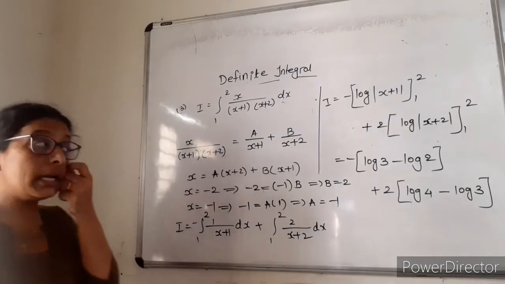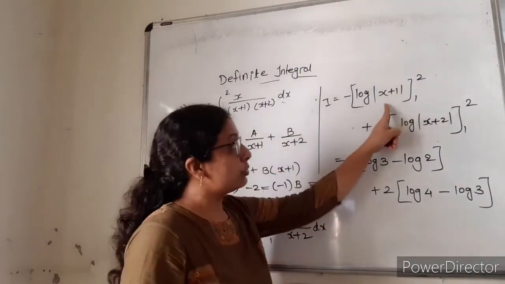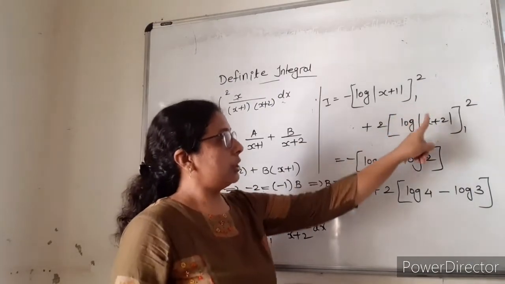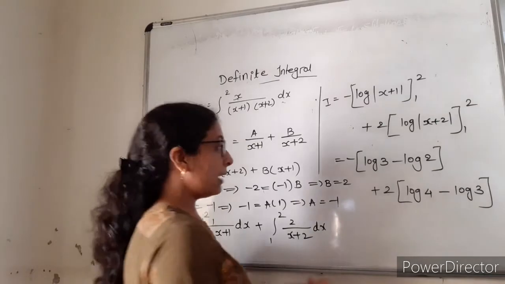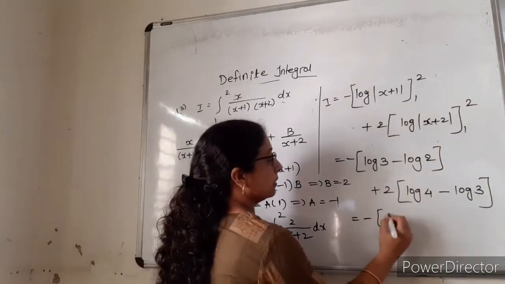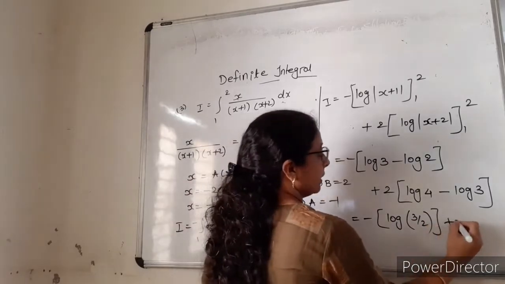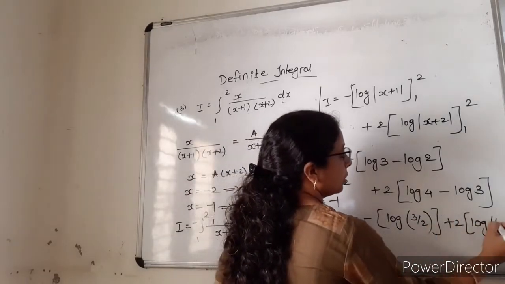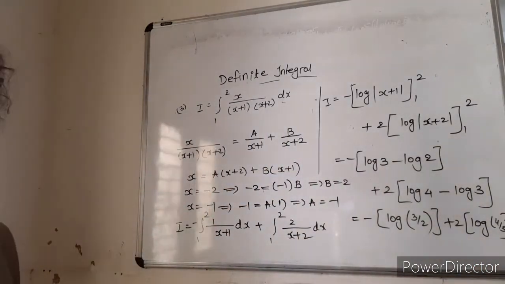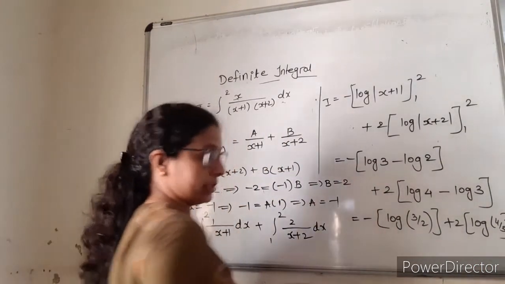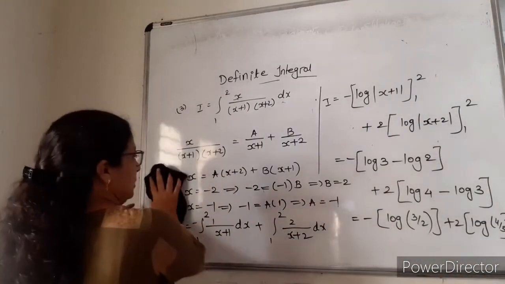That means what? F of b minus f of a. First we apply this 2 minus 1. 1 by 1 you can apply the limit. Now that is equal to minus log of 3 by 2 plus 2 log of 4 by 3. Yes or no? So this is the answer. Otherwise we can simplify in this way also.